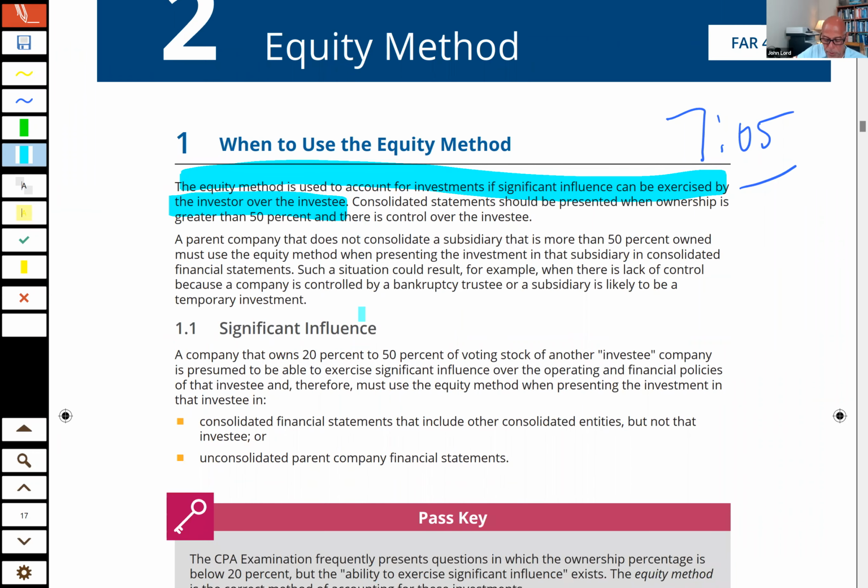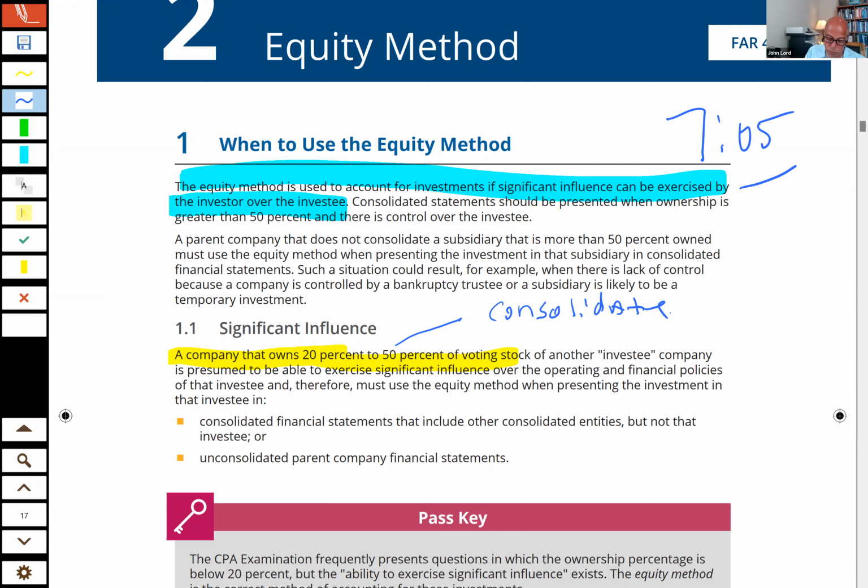Now, how do they determine significant influence? They tell us that significant influence happens when we own 20% or more of the stock, but not more than 50% of the stock. Now if we own more than 50%, then we should consolidate and we're not going to use the equity method anymore, because we have now gone over the 50% threshold. We're considered one company, and that's what we'll start to talk about next time when we get into module 4.